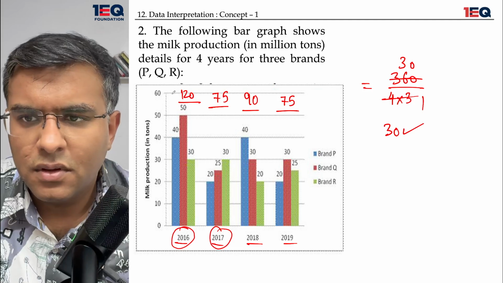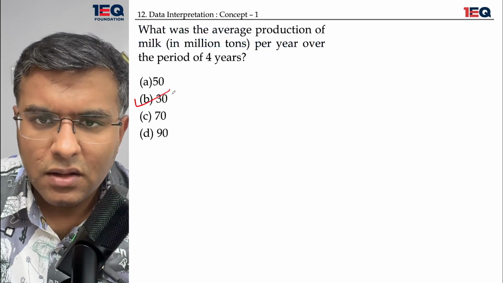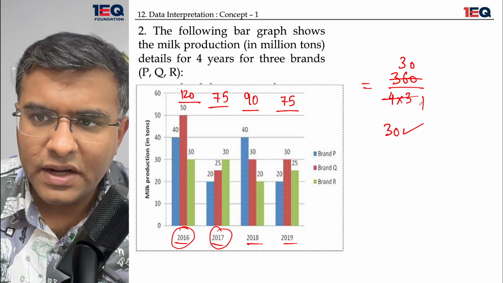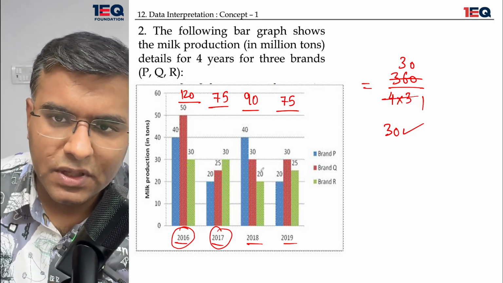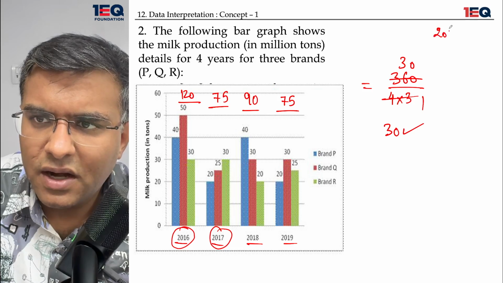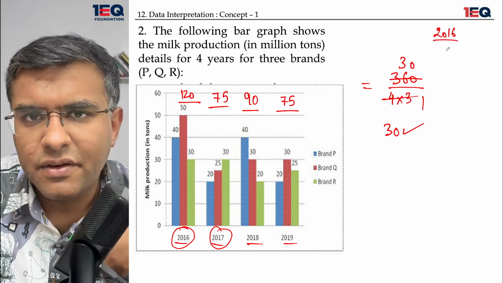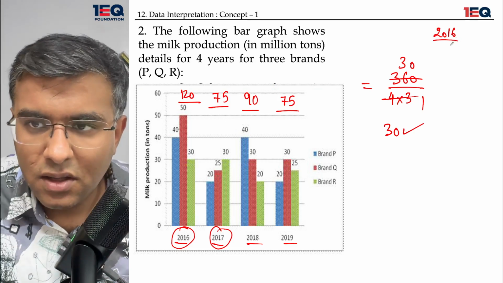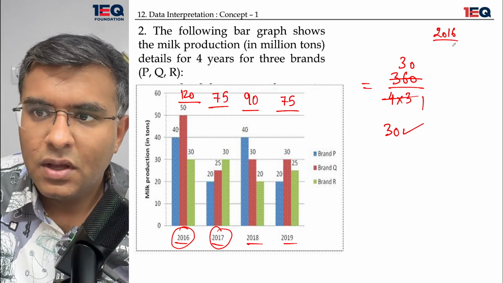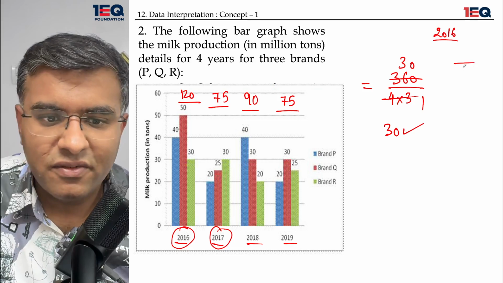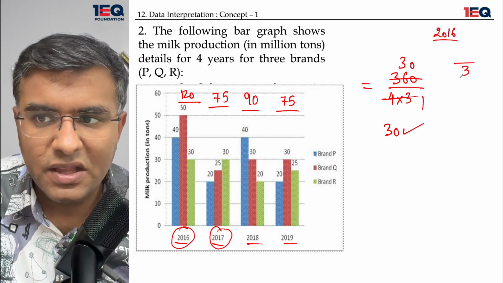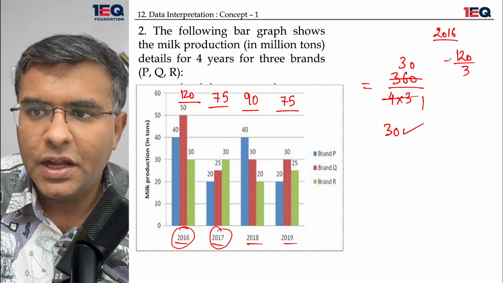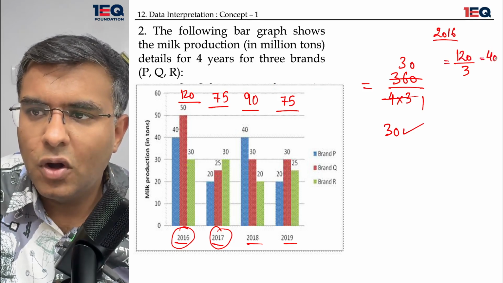Good enough. So moving on, people might have a question of why did I divide it by 4 and 3. Let's assume that we only had 1 year and they had asked us to give the average of 1 year only. The total number of brands working together are 3, and the total production which I found out is equal to 120. So my answer would be 40 over here.